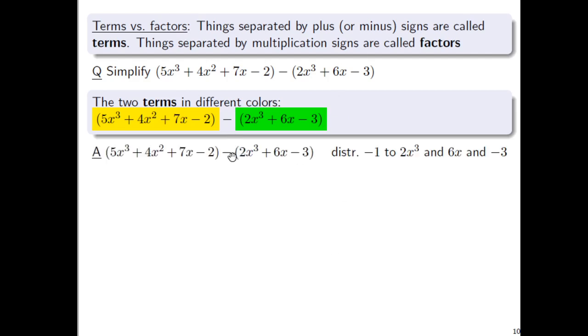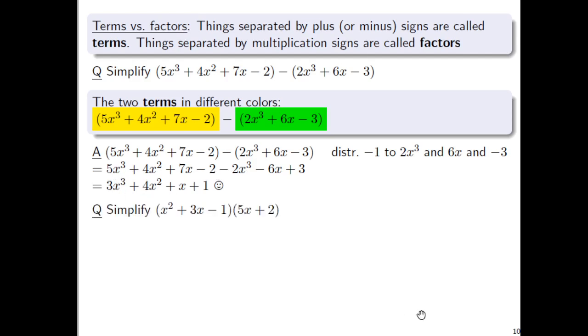I'd like to distribute this -1. This right here, it's a minus sign, but you could think of this as a -1. Distribute it to a positive 2x cubed, to a positive 6x, and to a -3. And when you do that, you'll have a negative 2x cubed, a negative 6x, and a positive 3. And then collect some like terms. I didn't show all that same work with collecting like terms. Now I just did it, right? 5x to the third minus 2x to the third is 3x to the third, and so on and so forth.